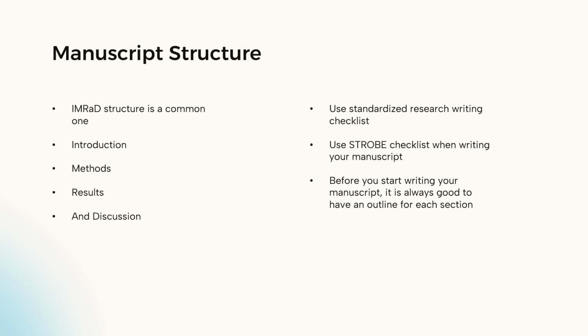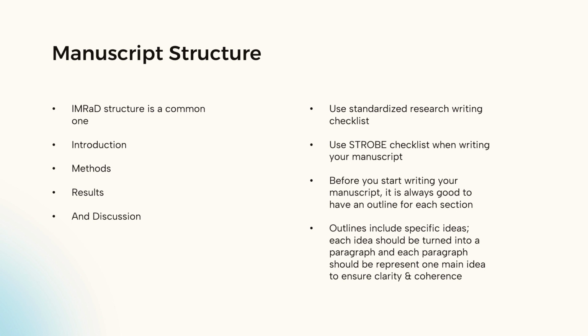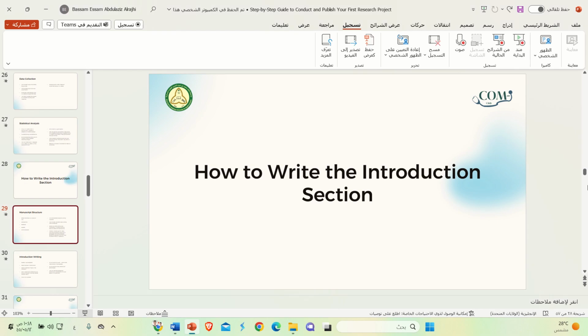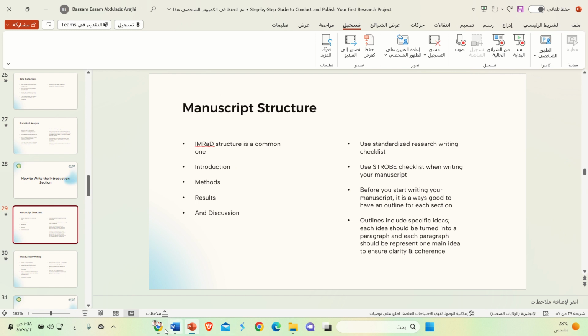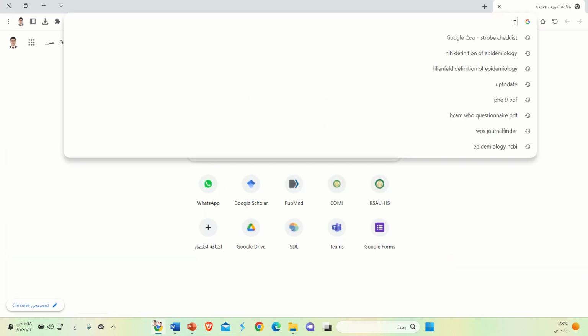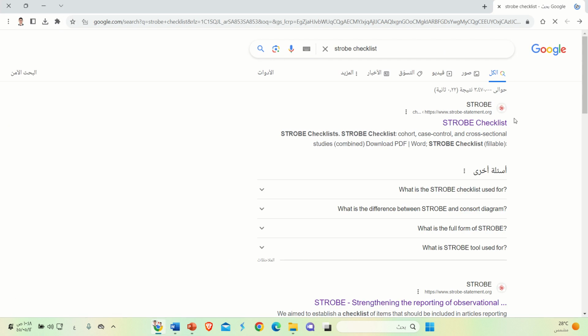So before you start writing your manuscript, it's always good to have an outline for each section, meaning you want to have specific ideas, and each idea should be turned into a paragraph. So for example, in the introduction section you want to have 3 to 4 ideas, and each idea you want to turn into a paragraph. The same thing with the method section, result, as well as the discussion. So let's go over the STROBE checklist so you can look them up.